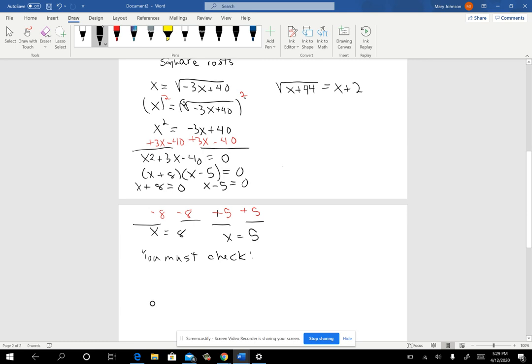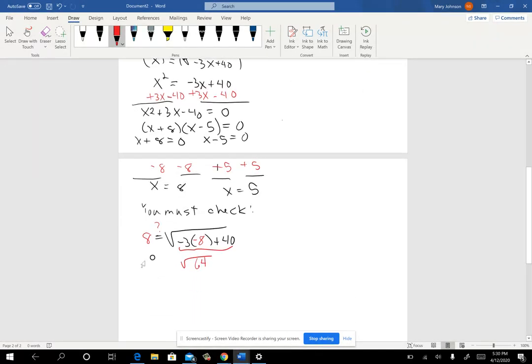So if we check whether 8 works, we're going to plug an 8 in everywhere there is an x in the original problem, okay? And we're just going to find out, does it work? So under here, I do have a positive 64, and the positive square root of 64 is 8. It does check, so we know 8 is a solution. We know it should work.